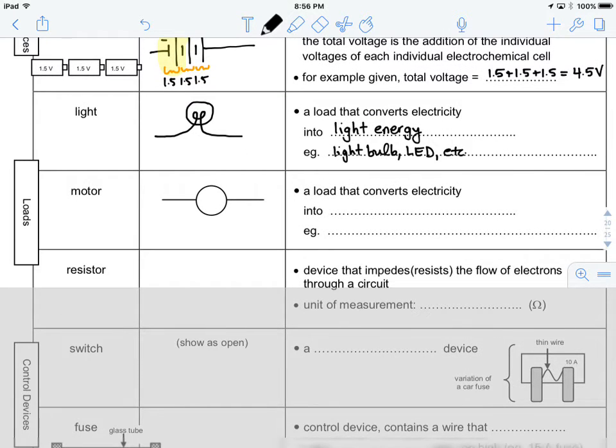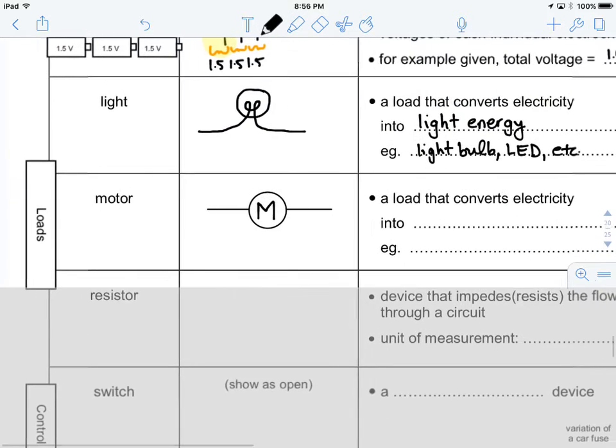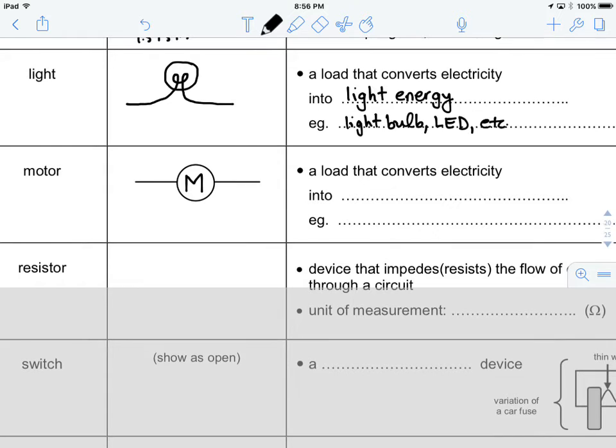A motor has a very simple diagram. It's just a circle with an M in the middle of it. And this is a load that converts electricity into movement.